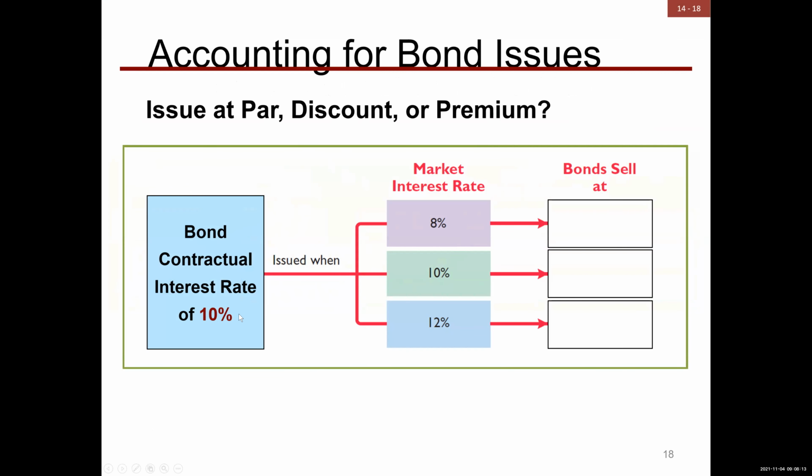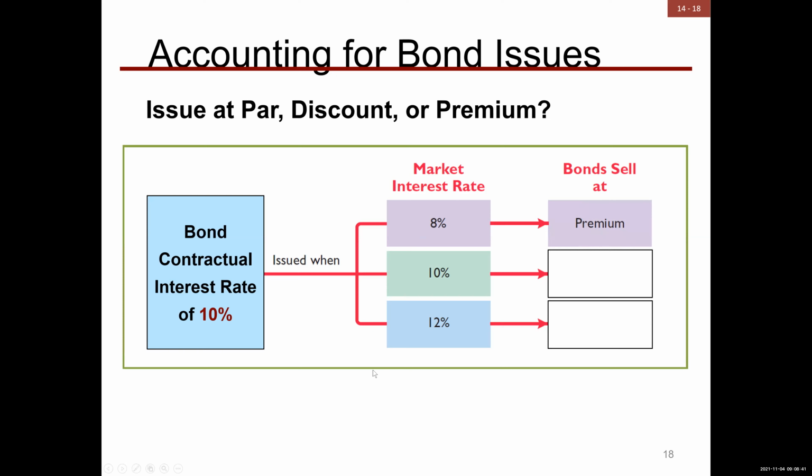Well, the investors are going, okay, we'll buy your bond at 10%, and you go, not so fast. We're offering 10%, but in the open market, you can only get 8%. So you're going to have to pay us a little bit more. So in this case, when we're offering a rate that's higher than the market, we can sell it at a premium.